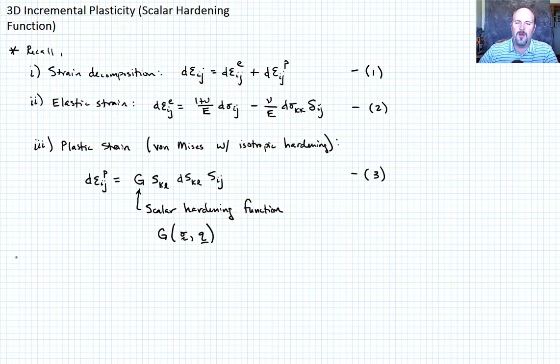Well, we want to maybe link it to what we can know about a material on the basis of things that we can easily measure. So something like maybe a uniaxial tension test. So let's go ahead and just consider a uniaxial tension test.